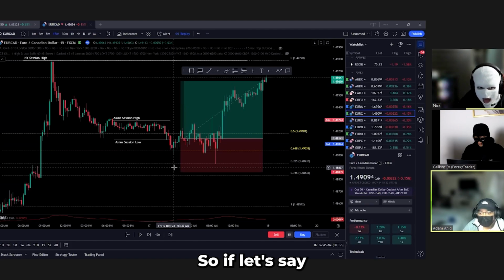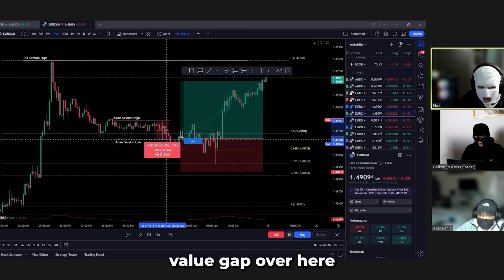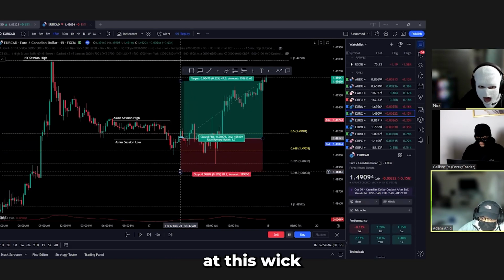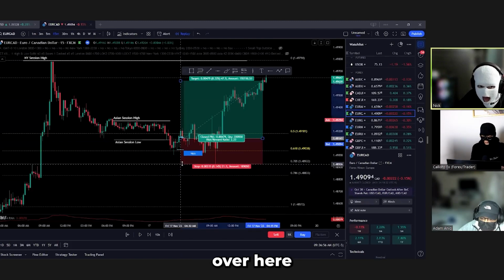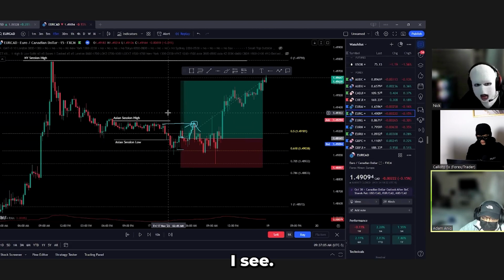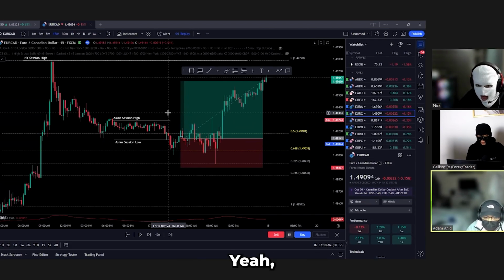So let's say you took a trade here, at this fair value gap over here, and you place your stop loss at this wick, you would have broken this high over here, and you have taken partials, SL to break even, and you'll be happy with this move up. This is the scalp version of it. Make sense? Yeah, makes a lot of sense.